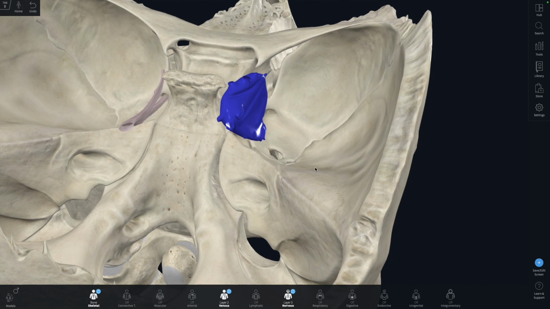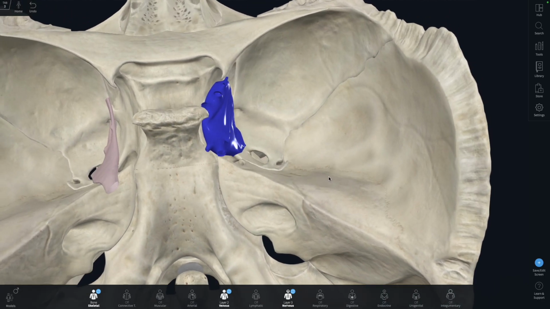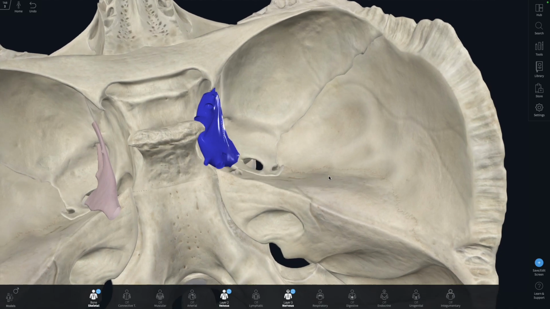Next we have foramen ovale, which is just this space here, which allows the transmission of the mandibular branch of cranial nerve 5, as well as the lesser petrosal nerve, which is a branch of the glossopharyngeal nerve after it becomes the tympanic branch. And this is responsible for parasympathetic innervation of the parotid gland.